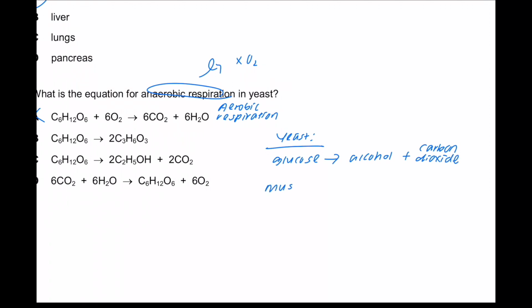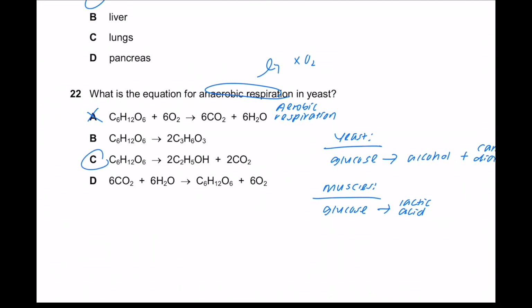While anaerobic respiration in the muscles would be glucose being converted to lactic acid. So the answer for this question would be C. D is the equation for photosynthesis.